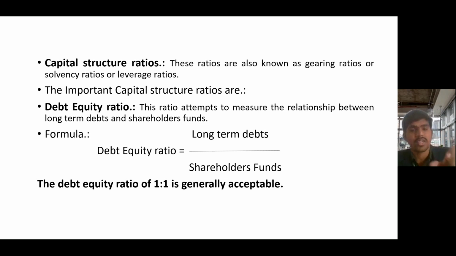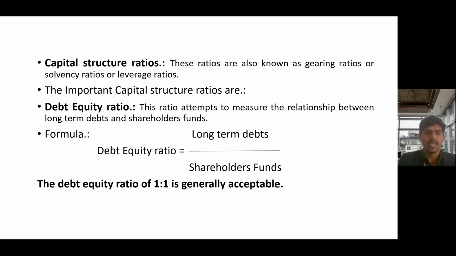That is what it shows in a speedometer, as well as the gear, what level the car can go. For example, in first gear what will happen, in second gear what will happen, in third, fourth, fifth, sixth, it will tell us that. This ratio also tells us, if a company has this much capital structure, how much it can survive, what is the survival or solvency of a company.